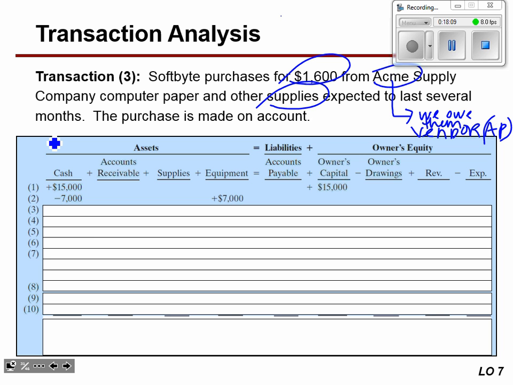What's going to happen under the asset umbrella? Where are we going to see a plus? Under supplies. Can we handle another plus? Yes, under liabilities. But the reason it can be a plus and a plus is because we've crossed that vertical line. We've gone to the other side of the accounting equation.